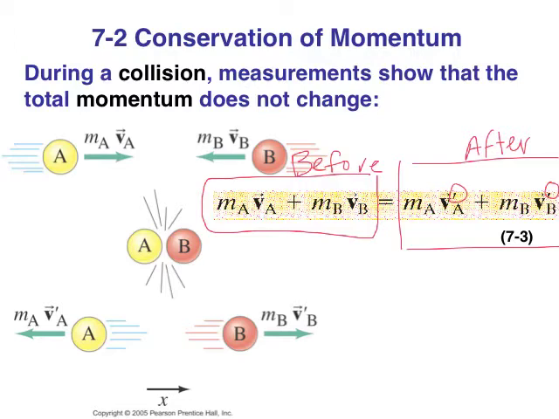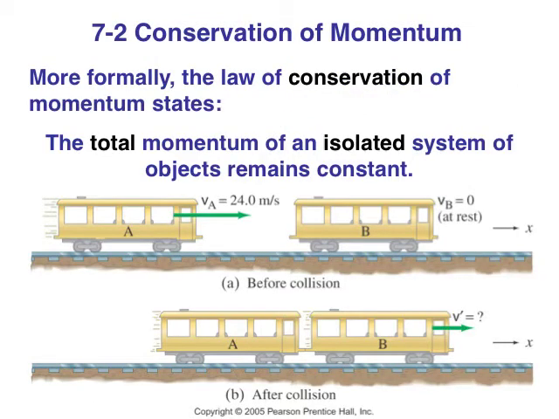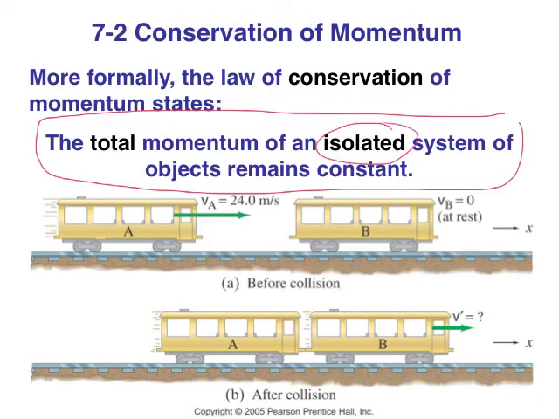So total momentum does not change. However, the momentum of the individual objects can, because their velocities will change. Okay? So the textbook definition of this is that the total momentum of an isolated system, meaning there's nothing extra coming in or leaving, is constant.